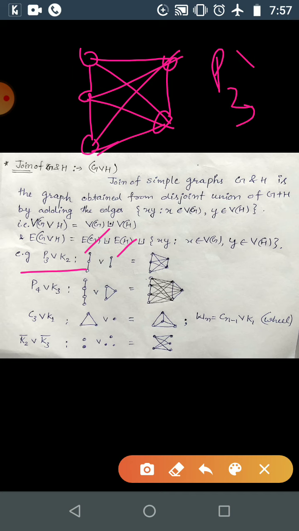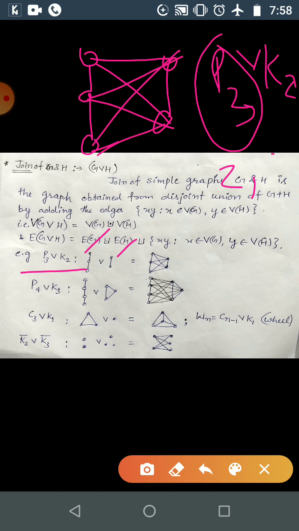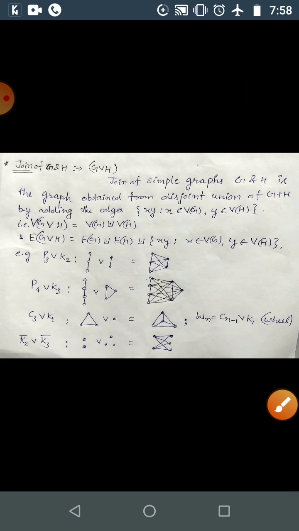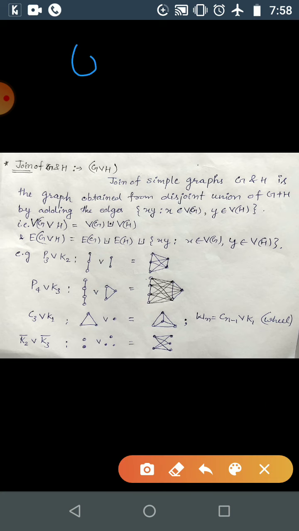So for P3 join with K2, if we find the chromatic number, we can directly write it from the chromatic number of P3 and the chromatic number of K2. The chromatic number of P3 is 2 and the chromatic number of K2 is also 2. So the chromatic number of this join should be 2 plus 2, that is 4. So let's check the minimum coloring.